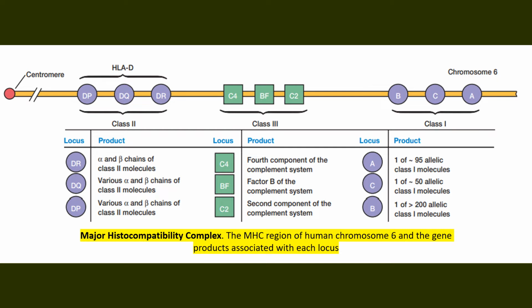On DR, the product is the alpha and beta chains of class 2 molecules. DQ products are the various alpha and beta chains of class 2 molecules, and DP also has various alpha and beta chains of class 2 molecules. Class 3 molecule loci are C4, BF, and C2. C4 product is the fourth component of the complement system. BF product is factor B of the complement system, and C2 is the second component of the complement system. So this is the major histocompatibility complex on chromosome 6.